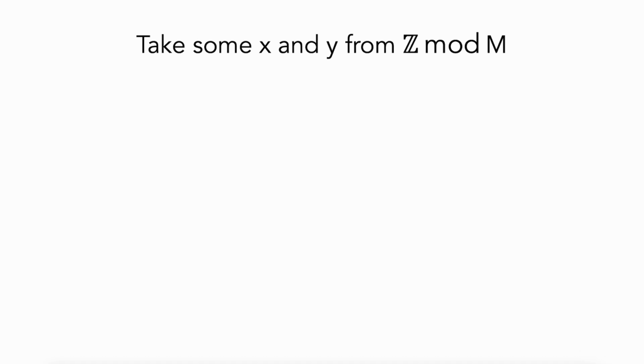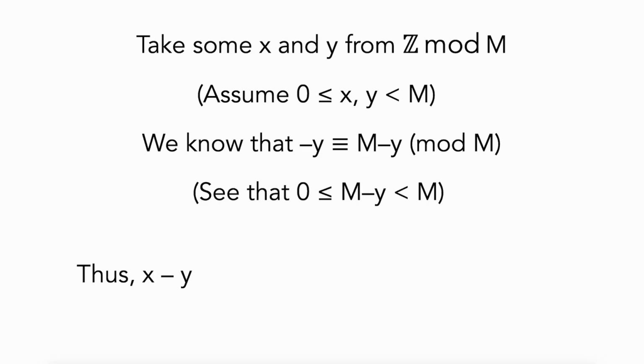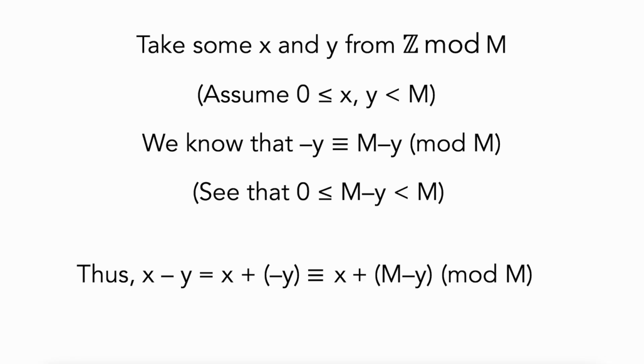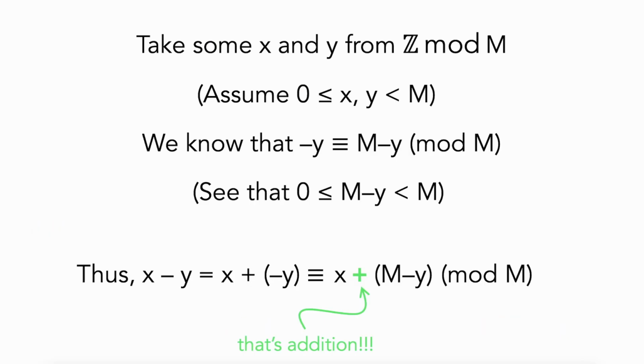How can we use this fact? Well, take some x and some other number y from Z mod m. We know that negative y is congruent to m minus y mod m. So take x minus y, a subtraction problem. This is the same as x plus negative y. Now, we know that negative y is congruent to m minus y, so that subtraction is congruent to x plus m minus y mod m. Now, of course, on the surface, this seems like a useless transformation. But notice that the original subtraction has now been replaced with addition. Remember that in the sign magnitude case, we had 2 different kinds of operations that we had to perform, sometimes addition, sometimes subtraction. Well, in modular arithmetic, we only need to do one operation, addition.